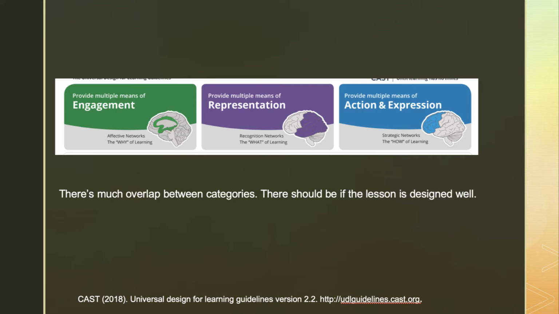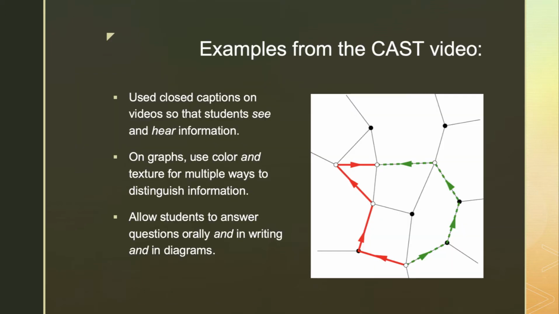In the CAST video, we learned some examples of how to use UDL so that we provide those multiple layers simultaneously. For instance, if we use closed captions in videos, then we are simultaneously providing information in audio and video format. If we use solid, bold, and dotted lines on a graph that also uses color, then we're presenting information via color and texture simultaneously.